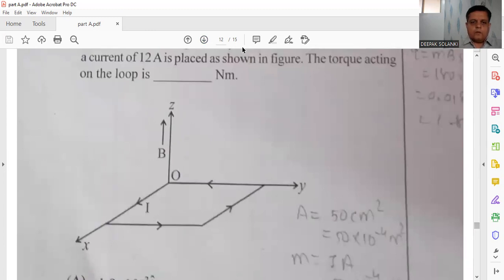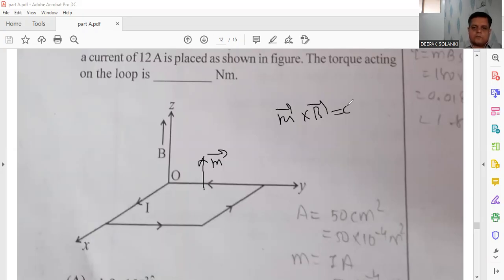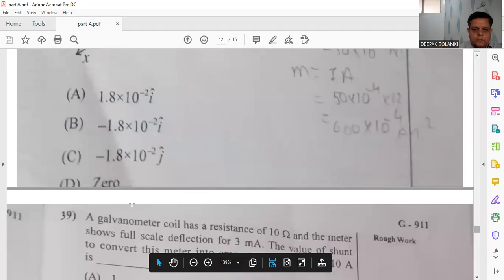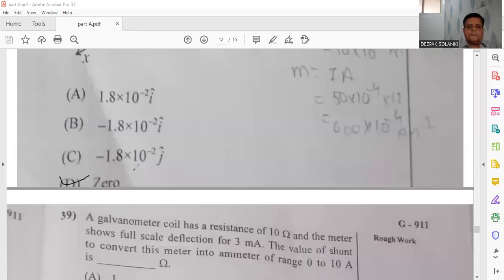Here the area vector is in this direction, so it is the direction of magnetic moment M. So M cross B, both are parallel, so M cross B is 0. So the torque acting should be 0. I think the right answer is 0, option D.